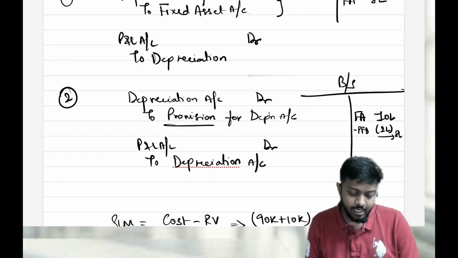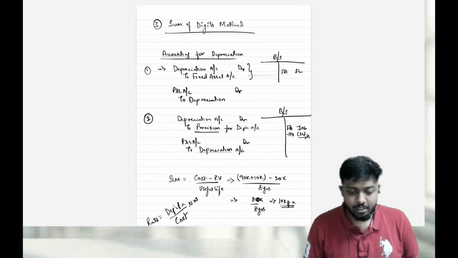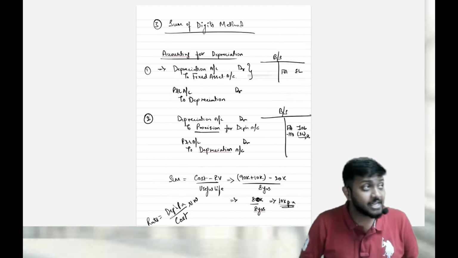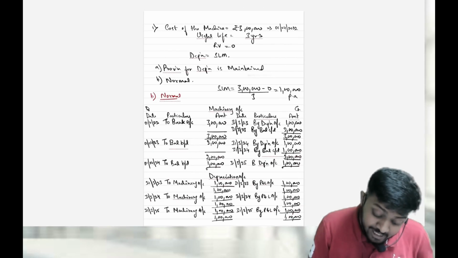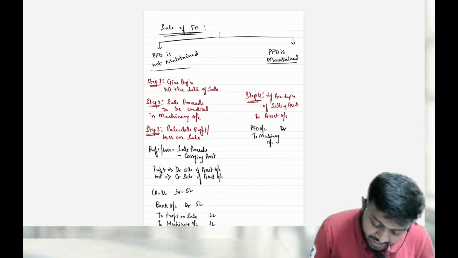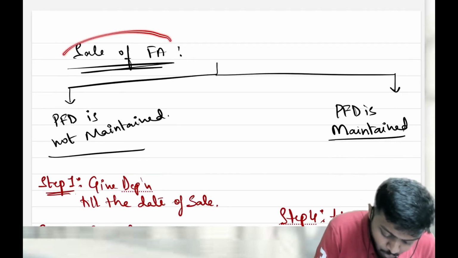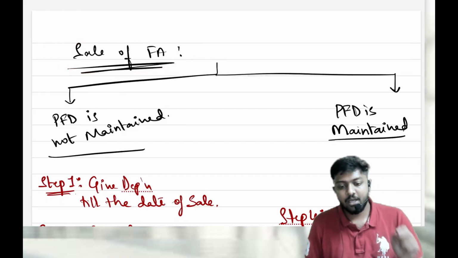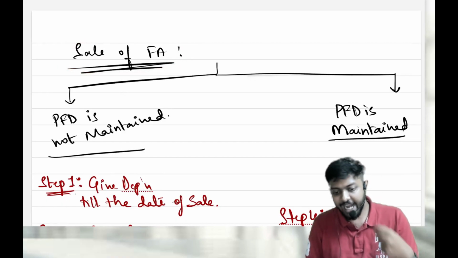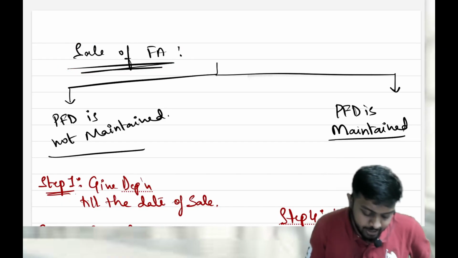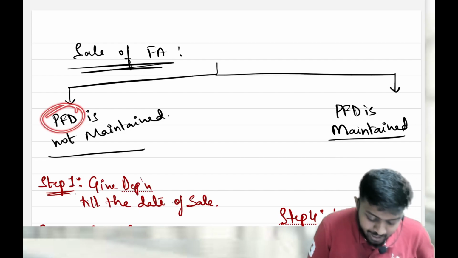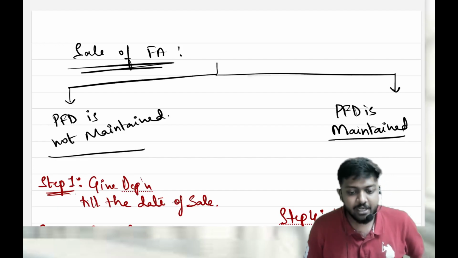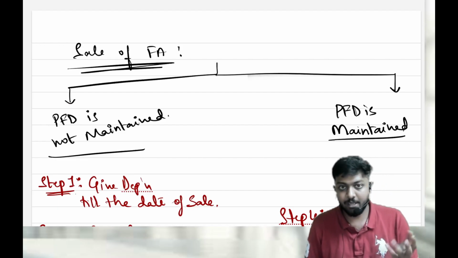Okay. Then what do we do? Then what you are supposed to know is the sale entries. Okay, let's go through the sale entries of depreciation. How to record for sale? Now, the sale accounting entries depend on two things: are we giving the depreciation entry on the PFD method, or are we giving the depreciation without PFD? Based on that, our sale entry depends.